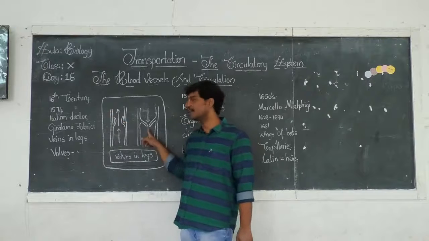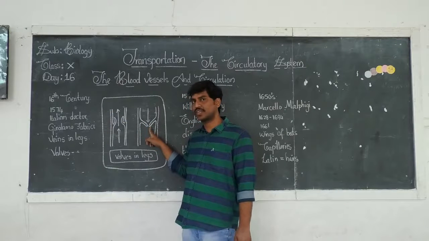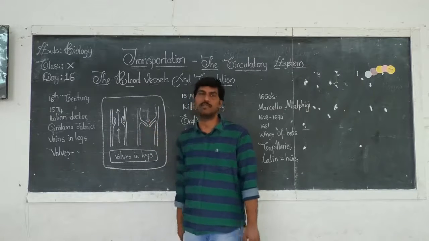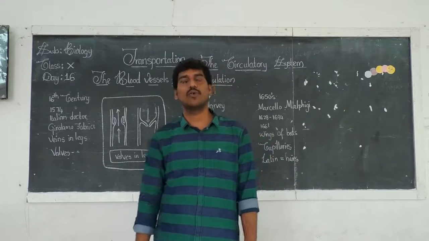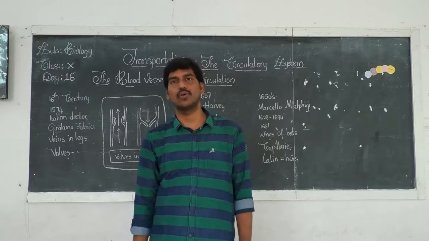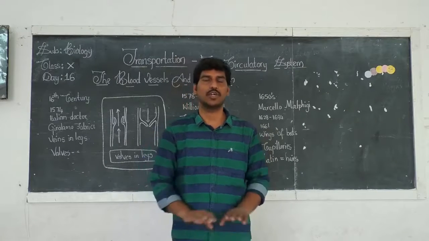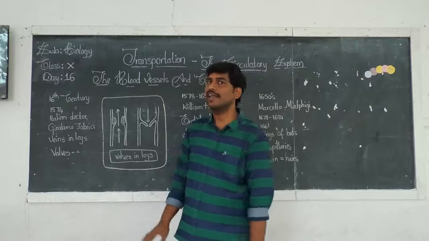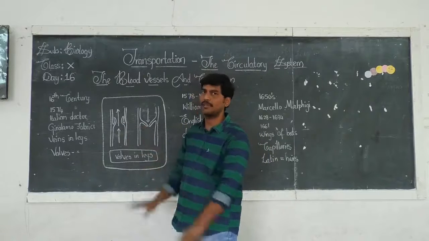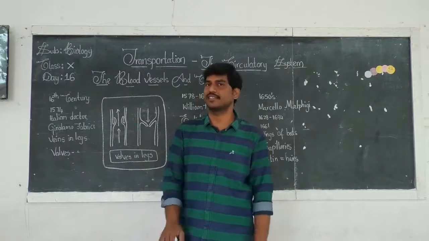But whereas here the valves are closed, right? They stop the reverse flow of blood. This is how valves help the blood to flow only in one direction, preventing the reverse flow of blood. So this is what Girolamo Fabrici has discovered.